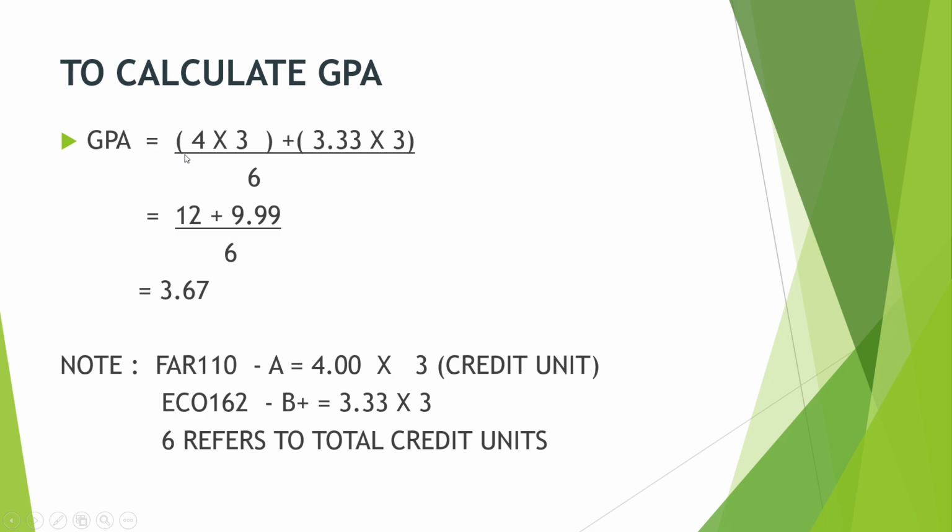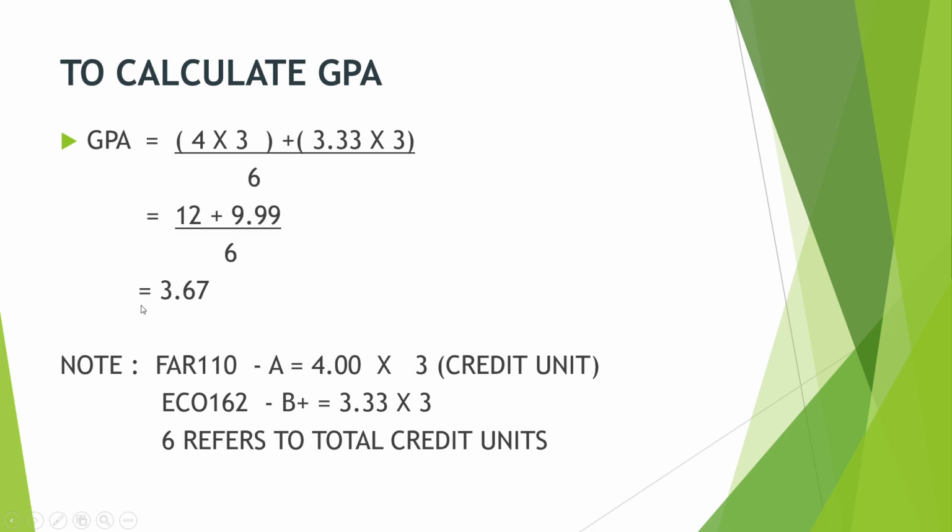For 110 just now you scored an A, so your credit value is 4. Four times 3 credit units, plus your credit value for Eco 162. You got a B plus just now, so your credit value is 3.33 times 3 credit units, divided by 6 credit units. This is the total credit units for 110 and Eco 162. So you get 12 plus 9.99 divided by 6.